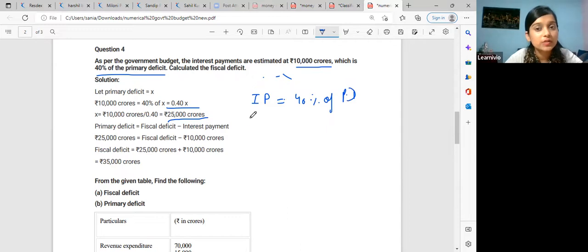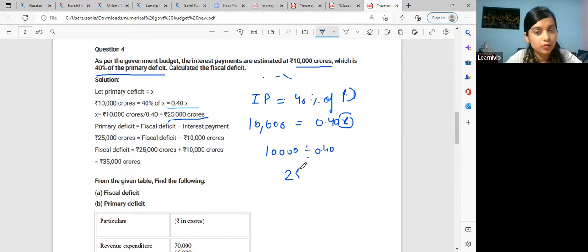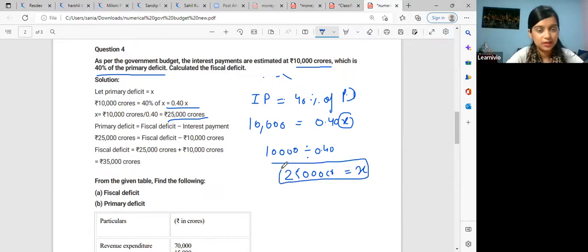Your interest payment is 10,000 crore. And we solved it. 40% of PD was 0.40x. Now you have to find the value of this x. So what will you be doing? This is multiplication, so here it will be a division. When you solve it, the answer will be 25,000 crore, and this will be your x, which is 40% of your primary deficit.